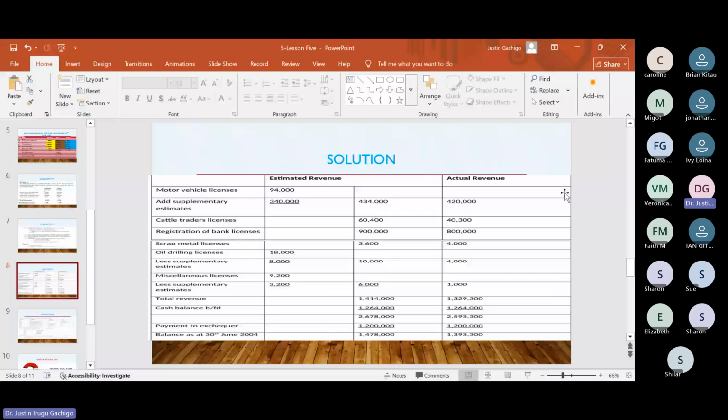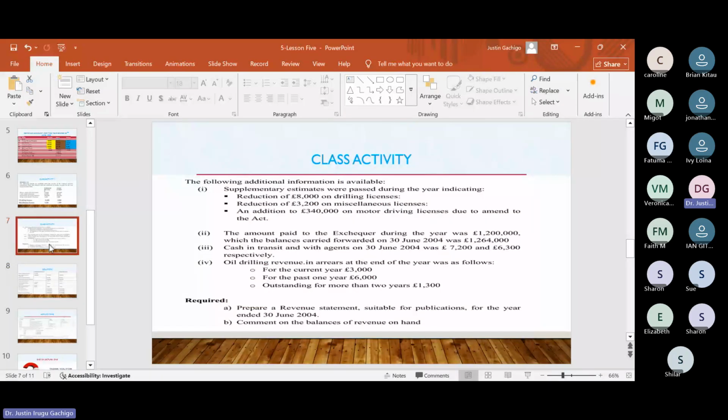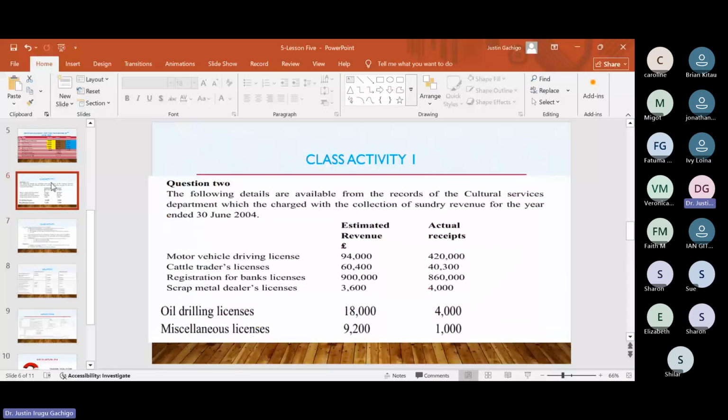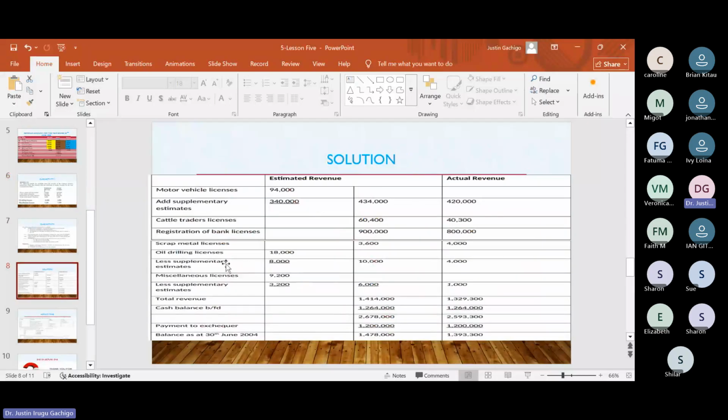Then we have the other one, which is cattle trader license, that amount there. This was the actual. Registration of bank license, that is estimated, that is the actual. Scrap metal license, 3.6 and 4, those ones there. Then we have the oil drilling, the one that I told you we adjusted with 8 to get 10. The actual was 4. Miscellaneous 9.2, we adjusted with 3.2 to get 6. The actual was 1. Then you have the total revenue, adding this to give you 1.4, and adding this to give you 1.3.